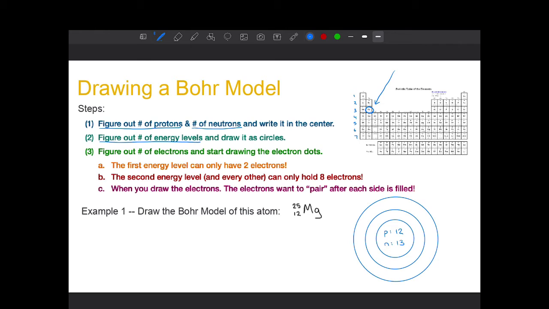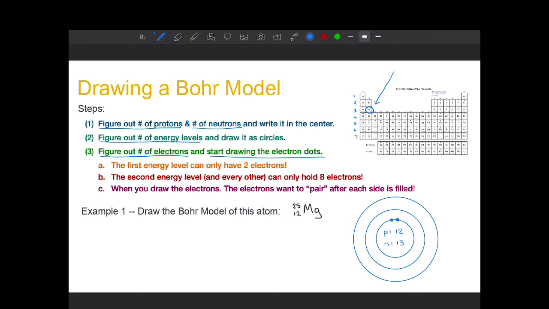Number 3. Figure out the number of electrons and start drawing in the electron dots. So the dots are electrons. Now we should have remembered from our little discussion that the first energy level can only have 2 electrons. The first energy level can only have 2 electrons. Now when we're doing it in this class, I would like you to draw those electrons together, paired up in a sense. So this is how I would do it. 1, 2. First energy level can hold 2.